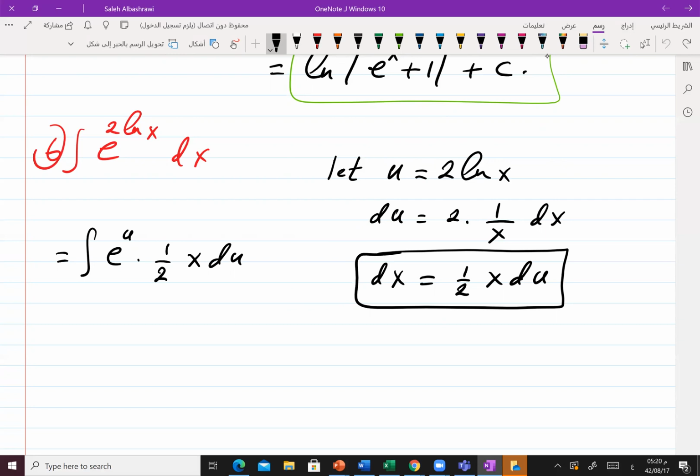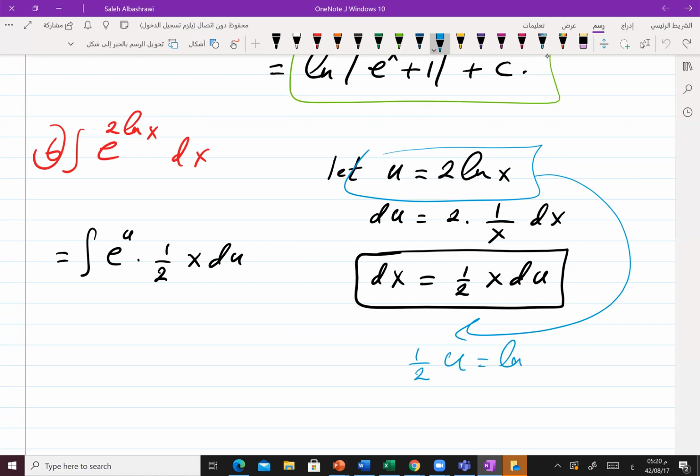Now from this relation, I will say 1 over 2 u equal to ln x.